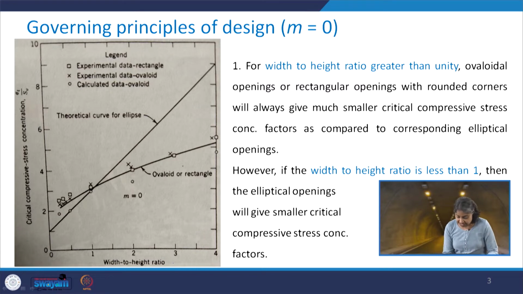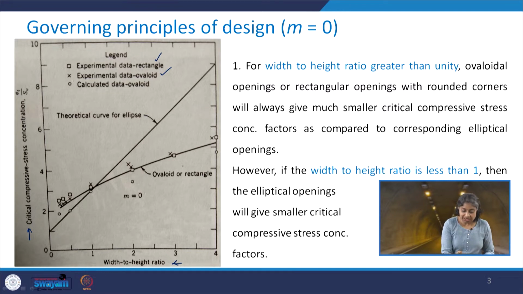So, on x axis it is width to height ratio, and in our case it was varying as 0.25, 0.5, 2 and 4, and on y axis it is the critical value of the stress concentration, that is, whatever is the maximum value of the stress concentration is the critical value. So, the one value that we obtain from that table which I showed you in the previous slide, plus we have the experimental values also with reference to the rectangular opening and ovaloidal opening.